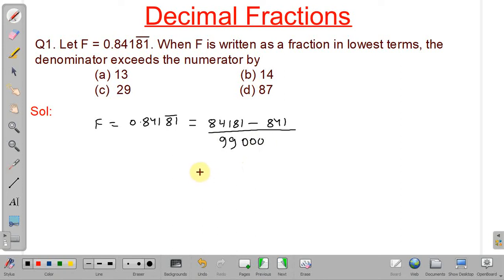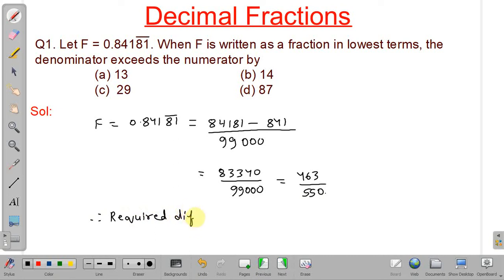So we will get 83340 divided by 99,000. So after reducing it in lowest term, we will get 463 divided by 550. Okay. So required difference is equal to 550 minus 463, and it will be equal to 87. So our answer will be option number D.